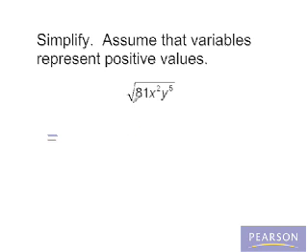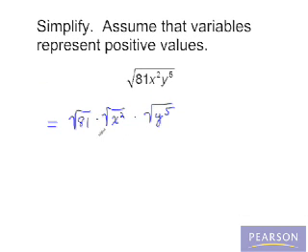So the square root of 81x²y⁵ can be thought of as the square root of 81 times the square root of x² times the square root of y⁵. And two of those are perfect squares. Two of the three, the first two, can be simplified. We have some further work to do with the square root of y⁵.